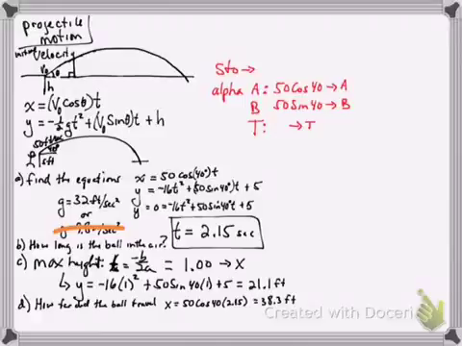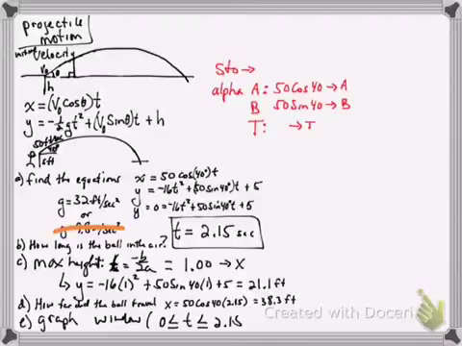And then finally, they want you to graph this. And so the graphing's pretty easy. It's what we did before, but it helps now that we can set our window to be between 0 and 2.15, because that's how much time it's spent in the air, and then just do zoom fit, and that will give you a really nice looking graph.